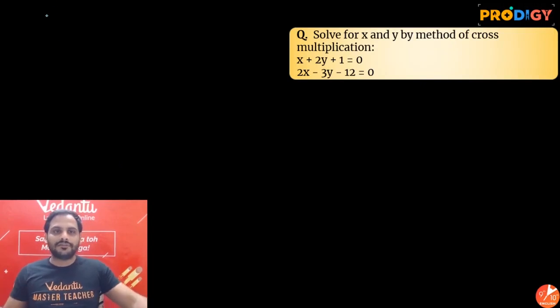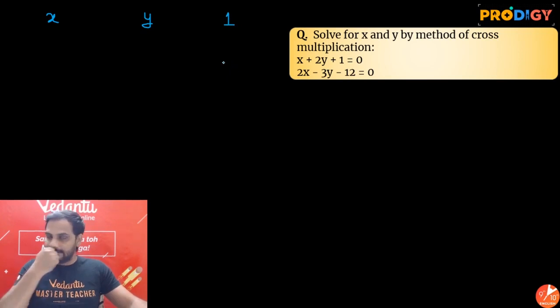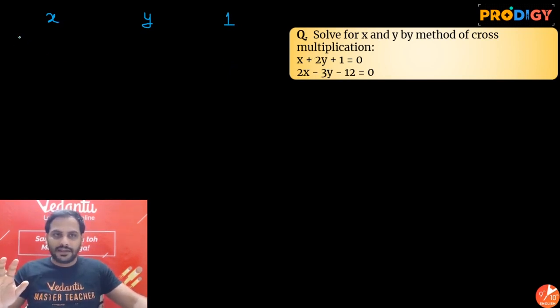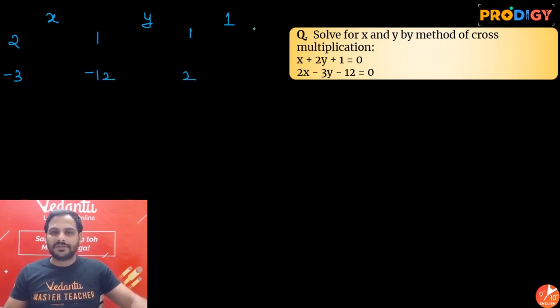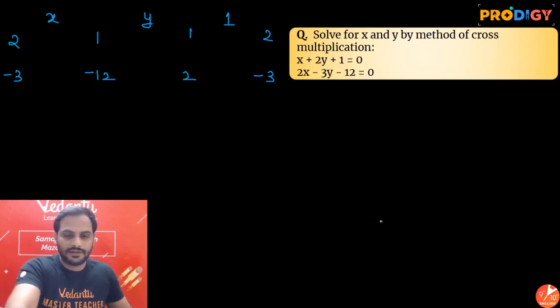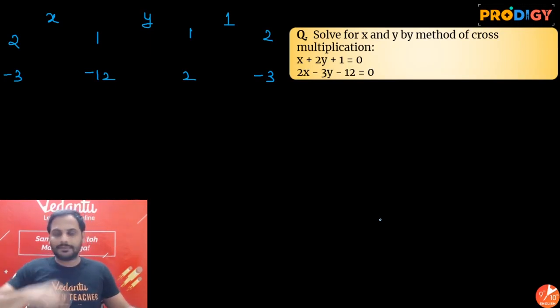So what we'll do, first I'll write x, then y, and then 1. Once I have written x, we write b1, b2, the coefficients of y and the constant terms, then the coefficients of x, again the coefficients of y. So b1, b2 is 2 and minus 3. Then after that c1, c2, so 1 and minus 12. Then a1, a2, 1 and 2, and then again b1, b2, which is 2 and minus 3. All right, we are coming back over here.